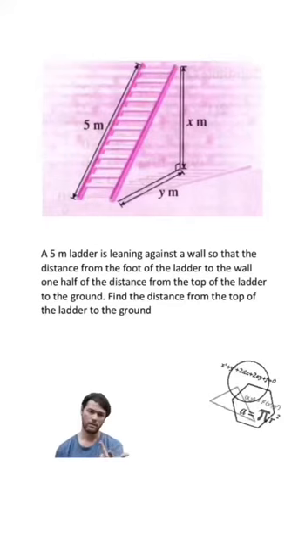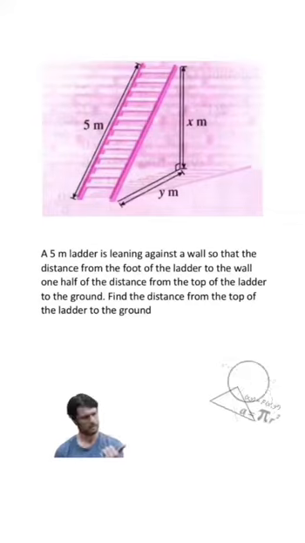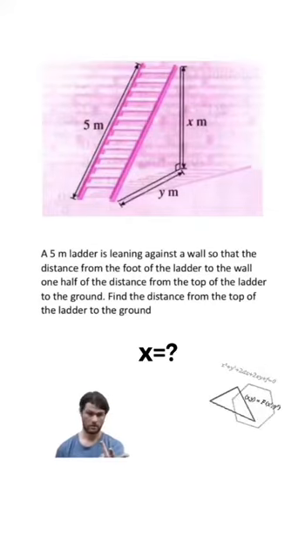First, we need to understand the problem, which is the distance of the foot of the ladder to the wall is 1/2 of the distance from the top of the ladder to the ground, which is 1/2. So, we need to find the distance from the top of the ladder to the ground.